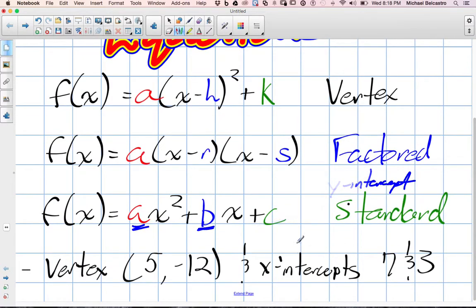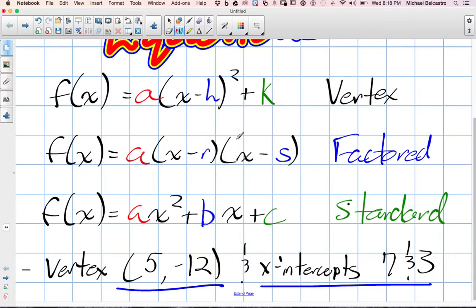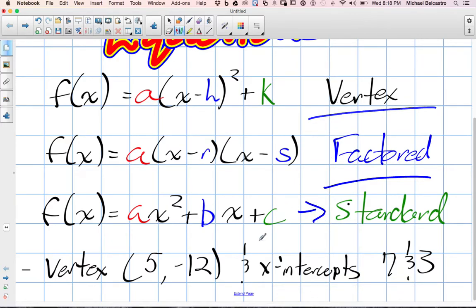So, in this question, we're actually really lucky. They give us the vertex, and they give us the x-intercepts. So I actually have a choice. I can decide to build in vertex, I can decide to build in factored. They're both relatively simple compared to each other. Again, standard is hard. We'll maybe just extend that idea.